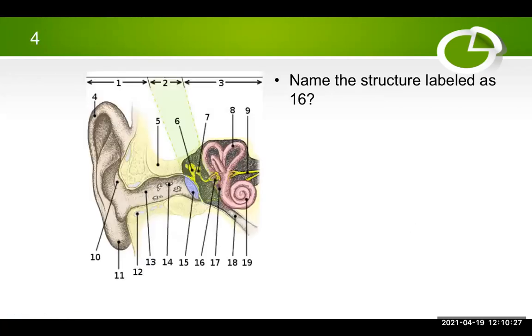Now question number 4, name the structure which is labeled as 16 here. So where is 16? 16 is here. See this. Which structure is this? It is one of the ossicles. It's stapes. Yes, very good.